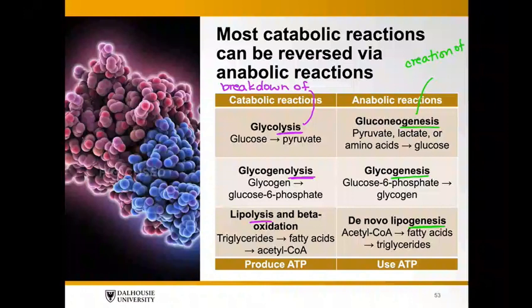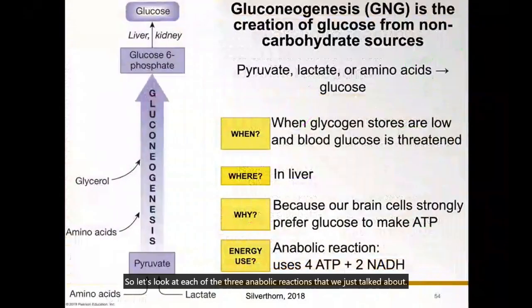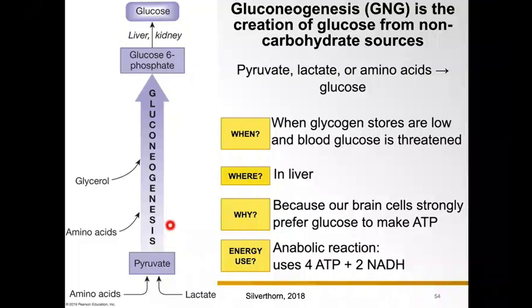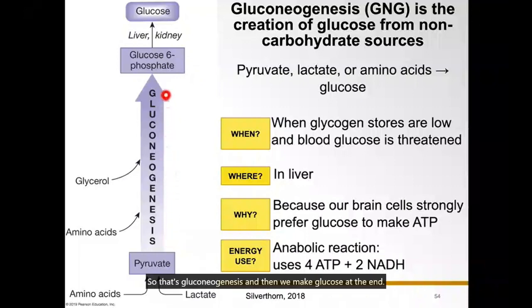So hopefully this helps us organize our thoughts as to which reactions are catabolic and which reactions are anabolic. So let's look at each of the three anabolic reactions that we just talked about. Gluconeogenesis, which we often abbreviate as GNG, is the creation of glucose from non-carbohydrate sources. So we take something that isn't a carbohydrate, like pyruvate, lactate, or amino acids, and then we reverse glycolysis, so that's gluconeogenesis, and then we make glucose at the end.